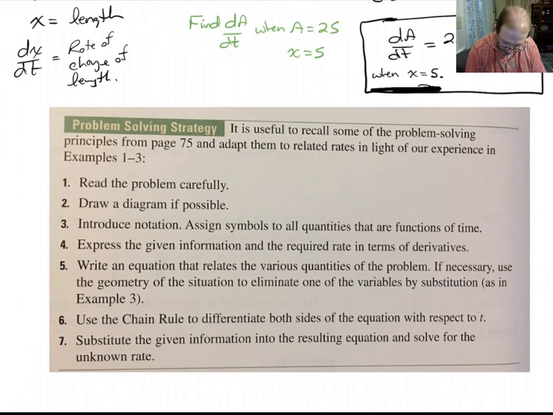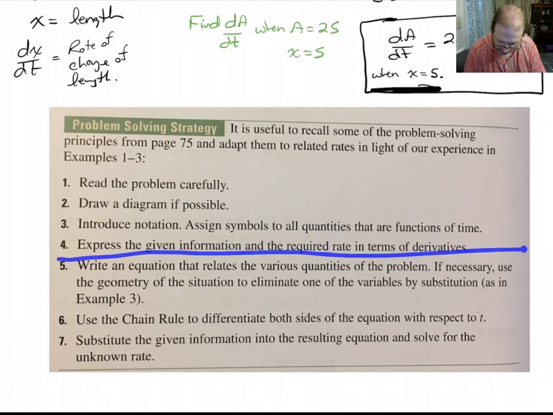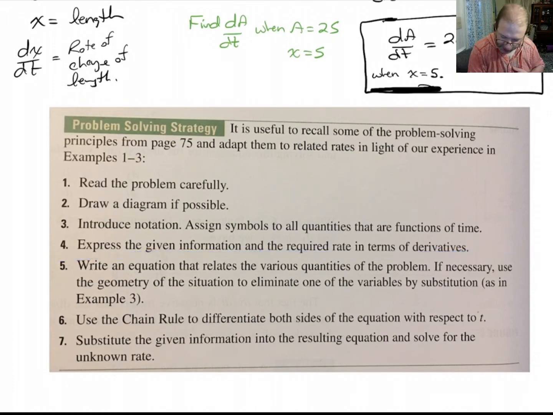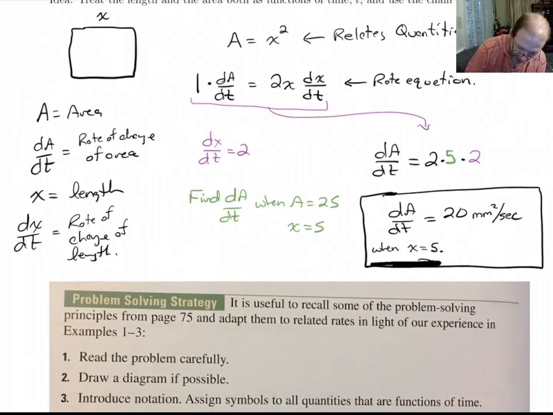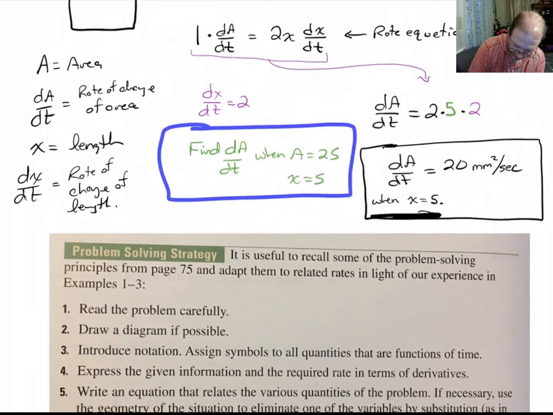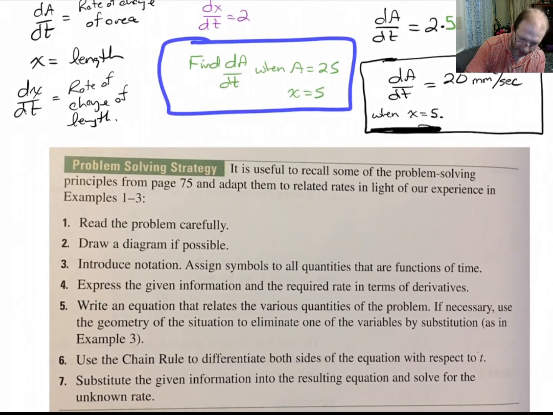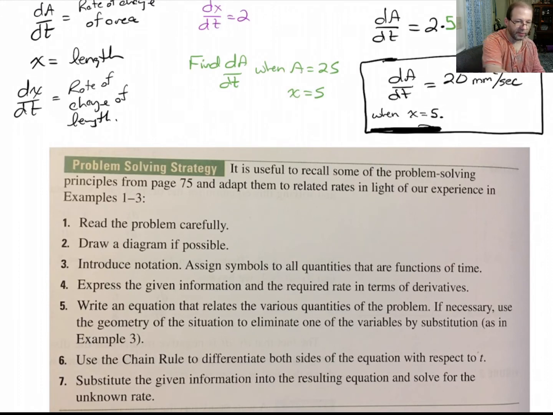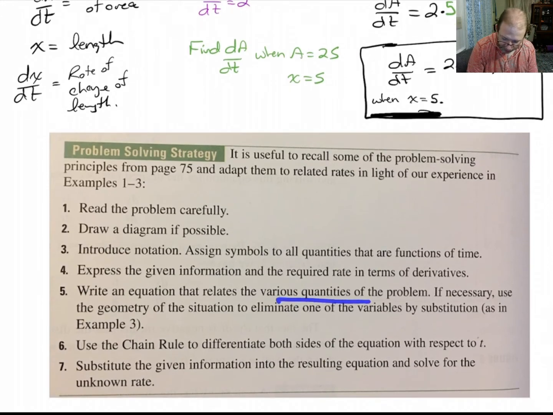Actually, I'm getting a little ahead of myself. Express the given information and required rate in terms of derivatives. That's what I did up here when I said dx/dt is 2. We're supposed to find dA/dt here. After that, we write the equation that relates the quantities, then use the chain rule to differentiate both sides, and then substitute the stuff back in. And that lets us find the unknown rate.